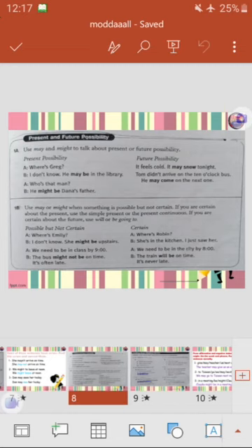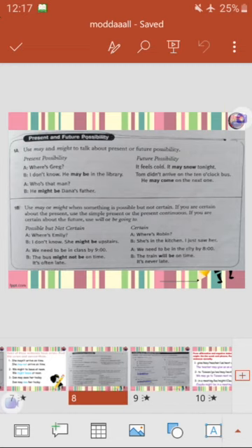If I want to talk about future possibility: It feels cold. It may snow tonight. So here I'm guessing that something might or may happen in the future because I have evidence. Where is my evidence here? It feels cold. Why? Because it feels cold, so I'm guessing that it may snow tonight.